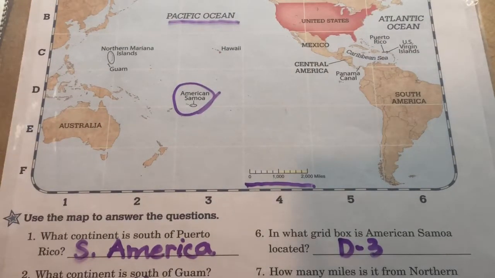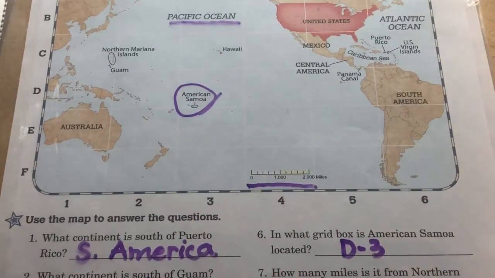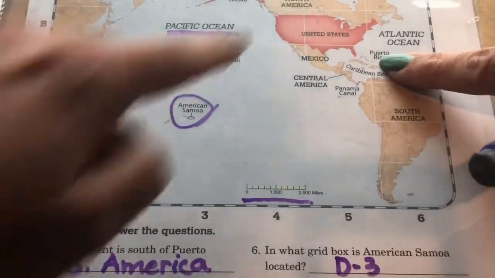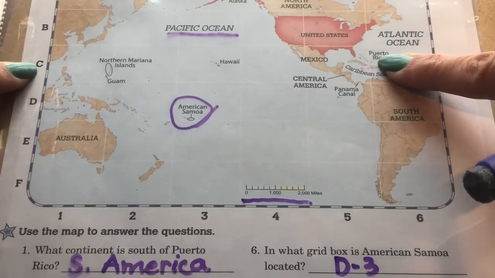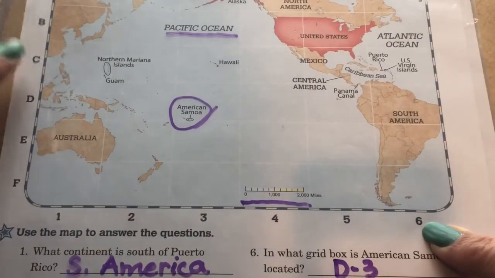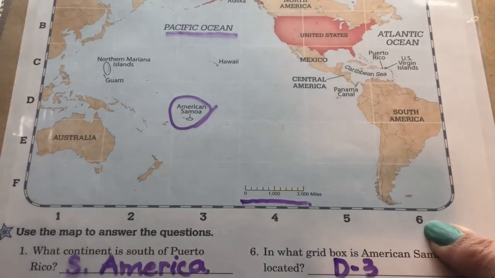All right. Number 8. In what grid box is Puerto Rico located? Again, here we're going to start with the letters first and then the numbers. So here's Puerto Rico. So I come down. It's in C. And if you look, it's in 6 is the number across the bottom. So you're going to write C-6.